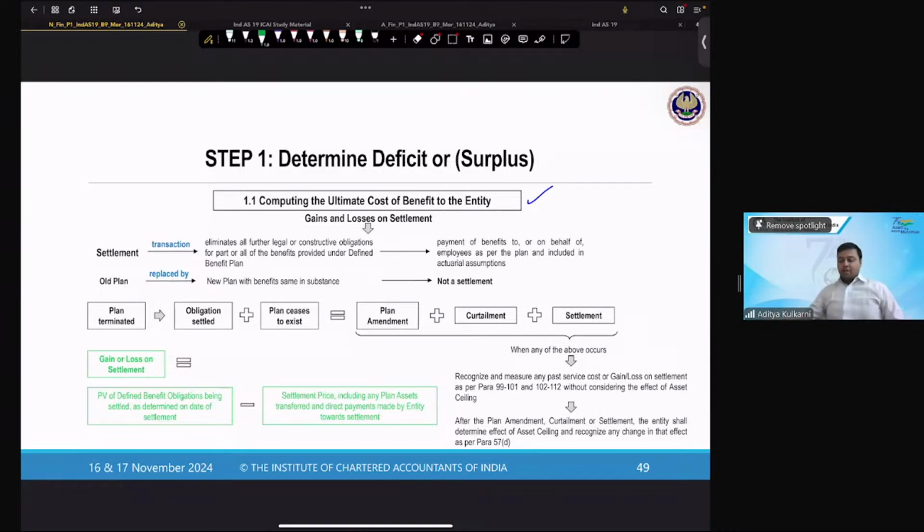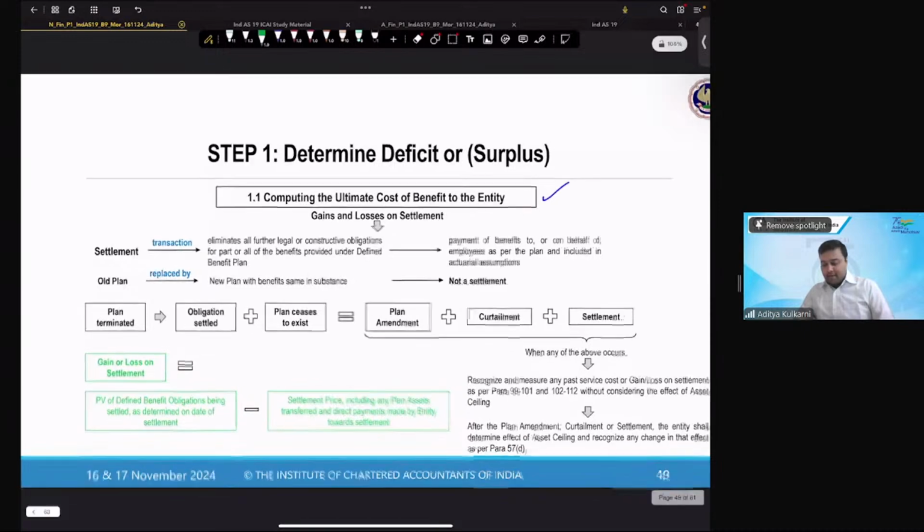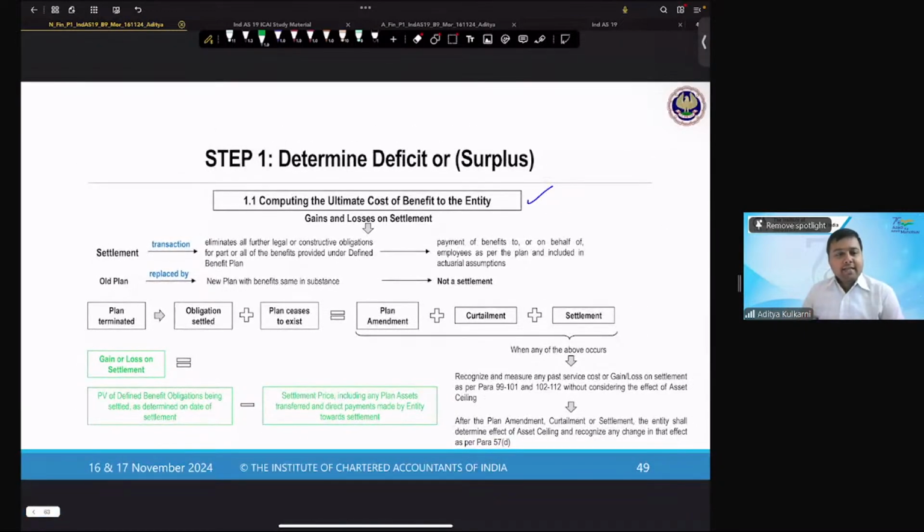Yes. So coming to gains and losses on settlement. All right. So what do we understand by settlement? Settlement is a transaction which eliminates all further legal or constructive obligations for part or all of the benefits provided under the defined benefit plans. In the question that we saw, those employees for whom the redundancies were planned, their obligations that the entity had towards them, that 2 crore reduction has eliminated all the legal or constructive obligations.